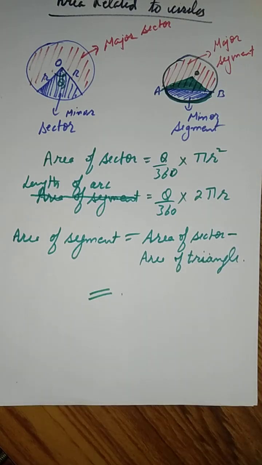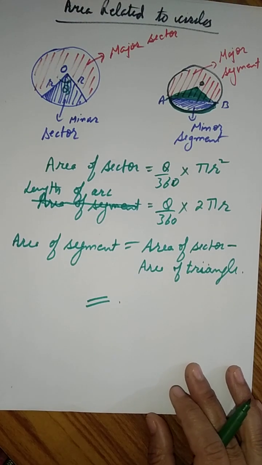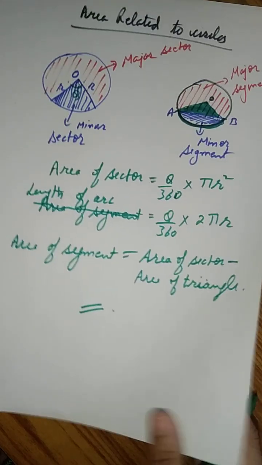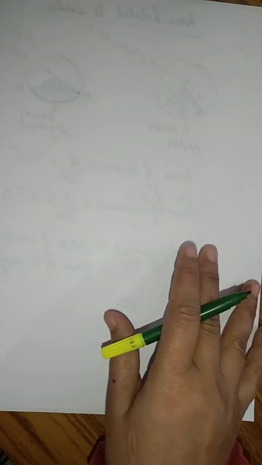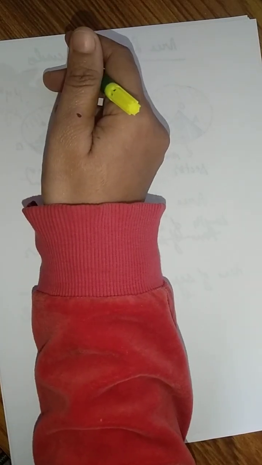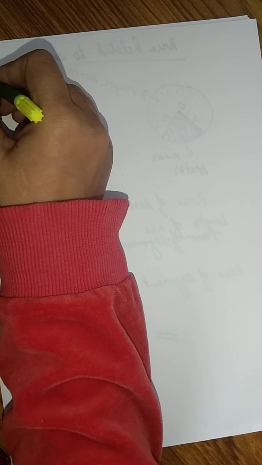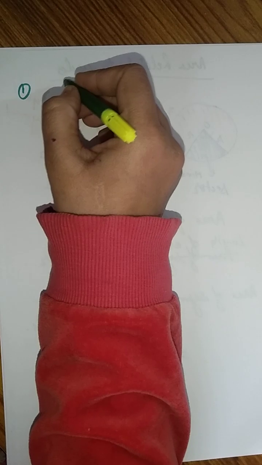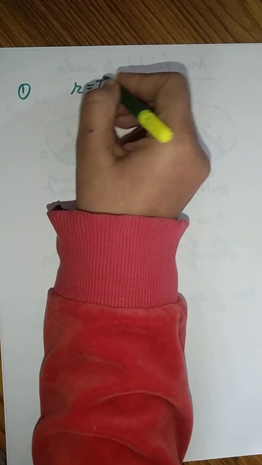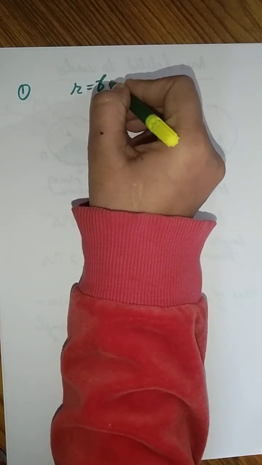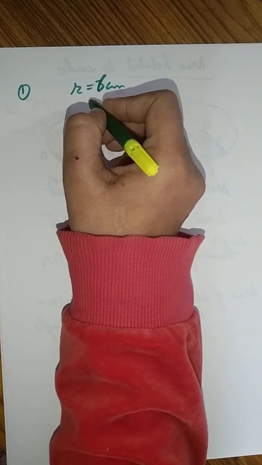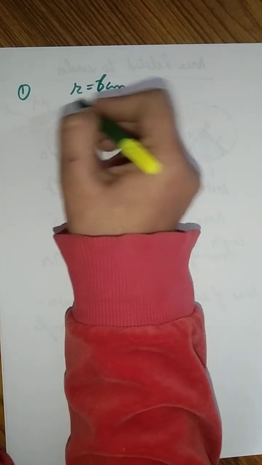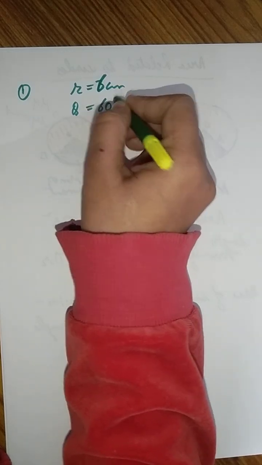Now this is just the introduction to the chapter on the area of the circle. Now we are going to start with the questions. First question: find the area of the sector of the circle with radius 6 cm if the angle of the sector is 60 degrees. So we have to find the area of a sector whose radius is 6 centimeter and whose angle is 60 degrees.